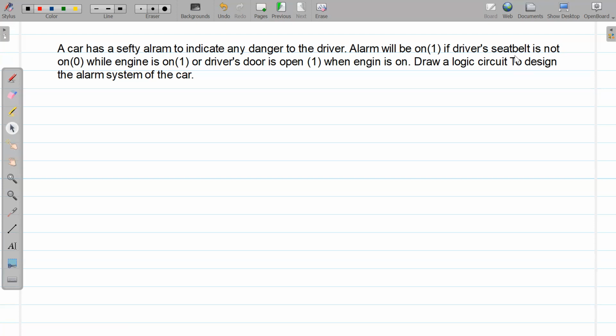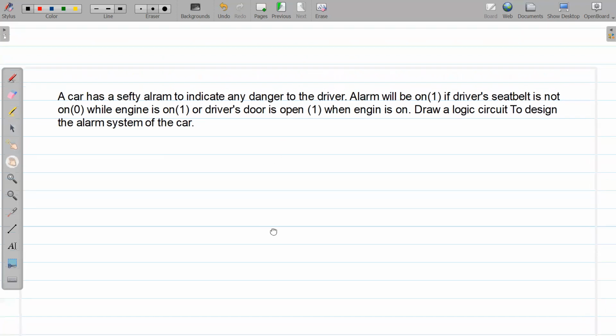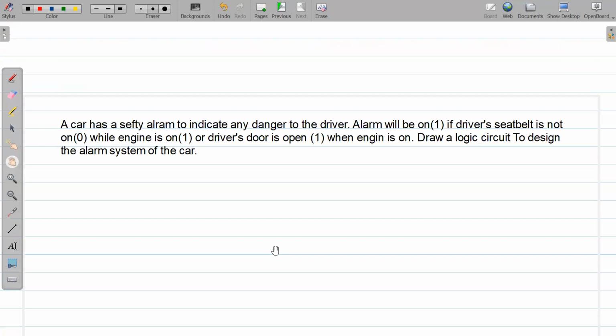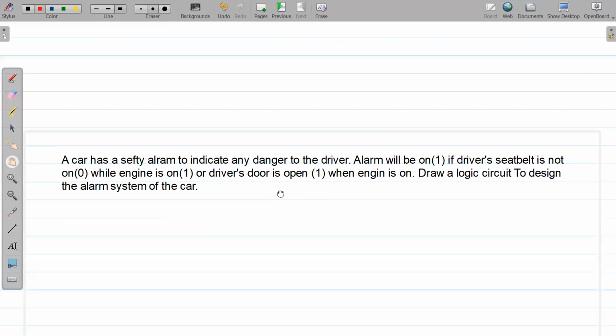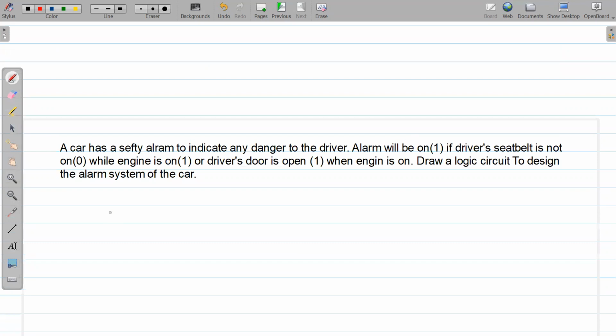All right. So let's consider the question, right? I'm going to do it. So how is it going to happen? Now, first of all, we have to figure out what are the inputs and the outputs, right? So let's figure that out. Inputs on this side. I'm writing outputs on this side. So safety alarm, that's the output.